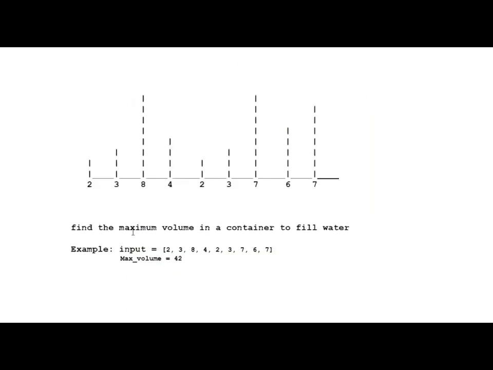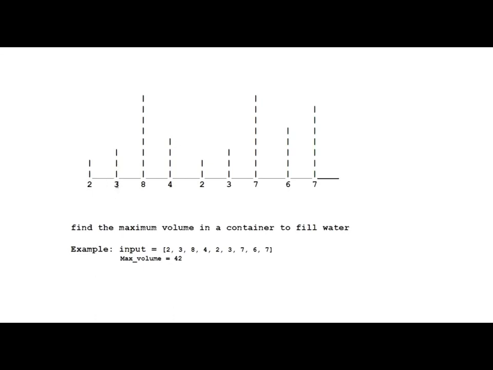So this is our example. I created the input as 2 3 8 4 2 3 7 7 6 7. In this case, we have the first index as a 2 and the second index as a 3. So first we need to consider these first two indices. In that case, we have a single length and the minimum height. So that would be 2 and 1. So the max volume, if we just have these two, would be 2 by 1. So that's a 2 unit square or the 2 unit cube.